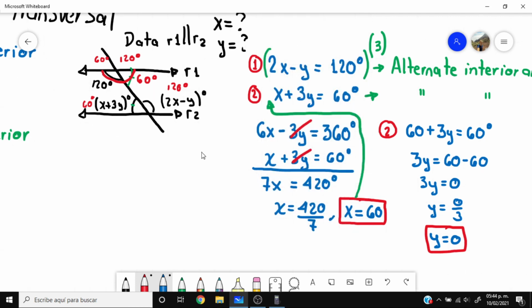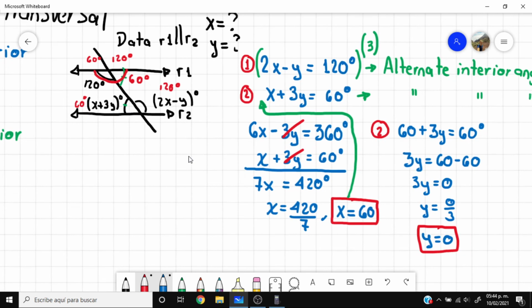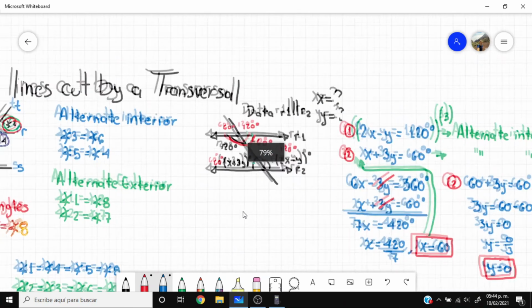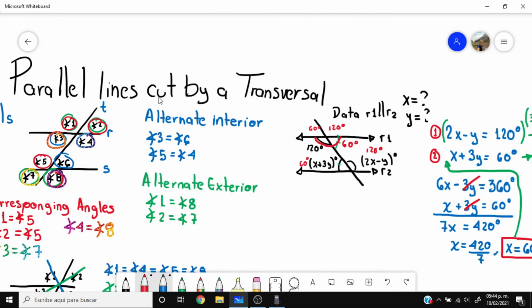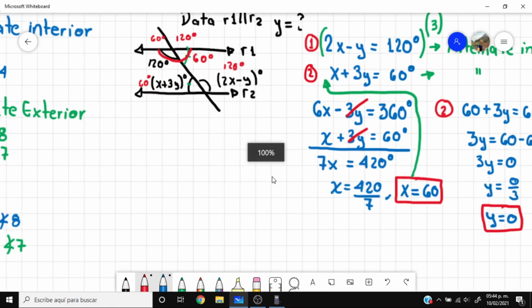Now, don't worry if you're not understanding what I'm just saying. It is just to prove my result. Okay, so this was the theory of parallel lines cut by a transversal, and this is one of the examples.